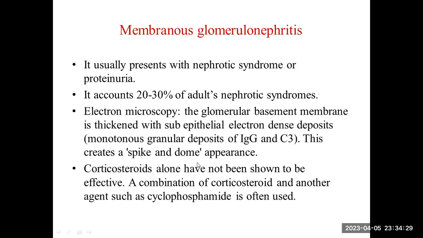On electron microscopic examination, remember, as we said in the previous lecture, electron microscopy will help you to detect the immunological deposits, because these are electron dense immunological deposits. You will detect these immunological deposits, and you will know the site of the immunological deposits on the glomerular filtration membrane. In membranous glomerulonephritis, you will have electron dense immunological deposits located along the subepithelial surface of the glomerular filtration membrane. So you will have subepithelial electron dense deposits.